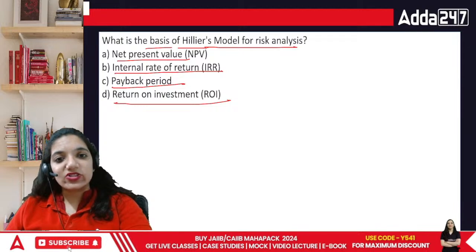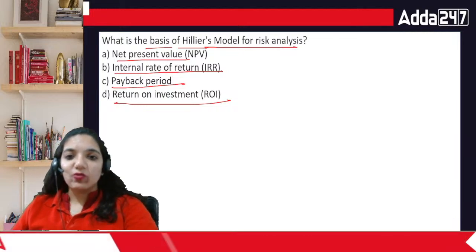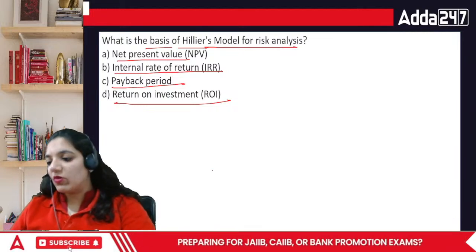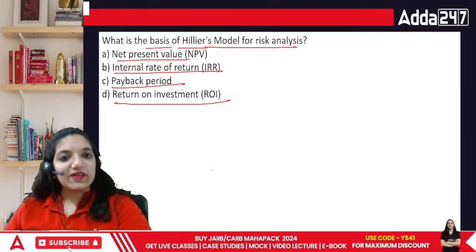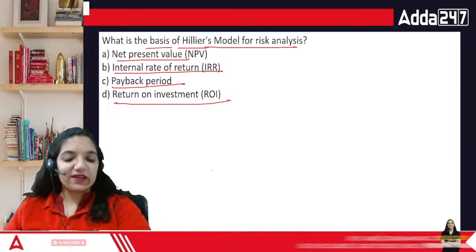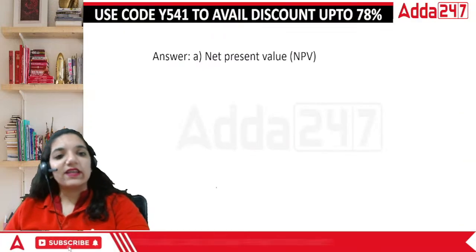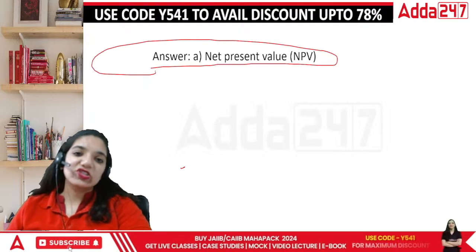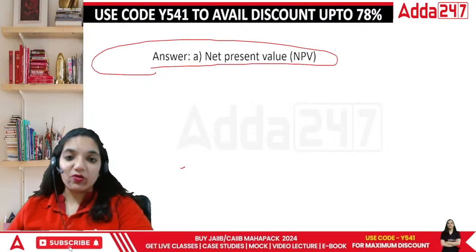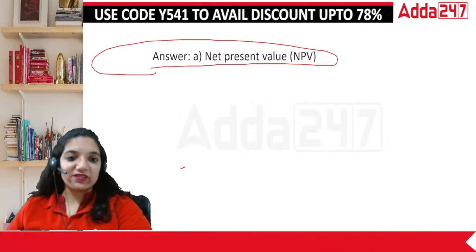Hillier model is actually based upon which model? The name of this model is by the name of its originator as well. The name is Hillier only. According to his name, it was taken up, and he uses net present value. Even in international decision making and decision analysis, NPV plays a very important role. And even in capital budgeting, it plays a very important role.